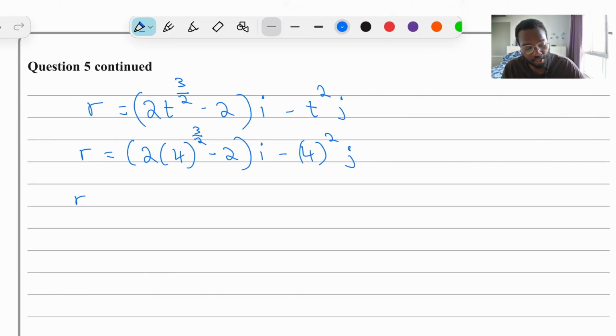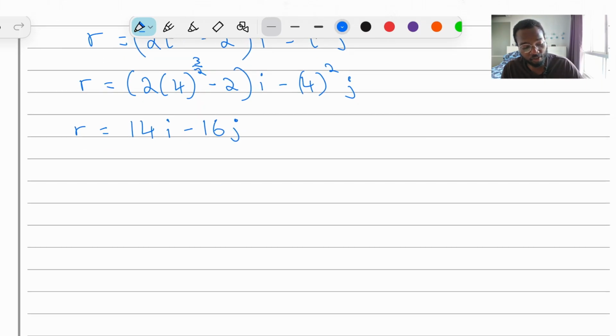So now let's work this out. We have to do indices first. So we do 4 to the power of 3 over 2 first. Well, if we square root that, we'd get 2, and then cubed, we get 8. So we get 2 times 8, which is 16. And then minus the 2, we get 14i. And then for the j, we get minus 16j. So we've worked out that r is 14i minus 16j, but in the question it asks for the distance, so we have to do Pythagoras' theorem.